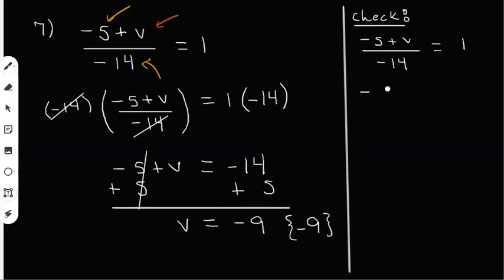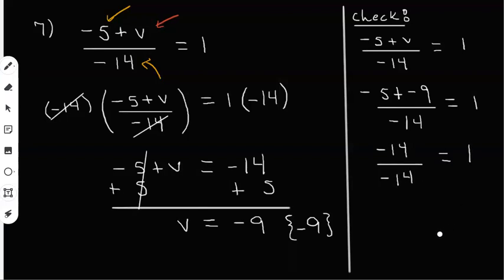So the negative 5 is going to stay the same. I replace v with a negative 9. I'm still dividing everything by a negative 14. And then that whole expression is still going to be equal to positive 1 on the right side. On top, I can do negative 5 plus negative 9. That's going to give me negative 14. I'm still dividing that by negative 14 at the bottom.